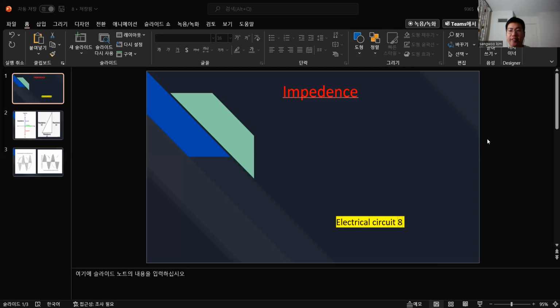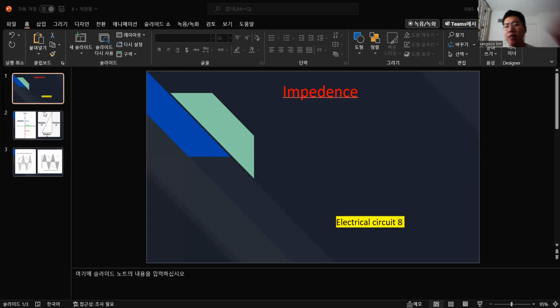Hey guys, today we will learn about impedance. In the previous lecture, I explained a little bit about impedance, right? We use impedance in AC, you know what I mean?